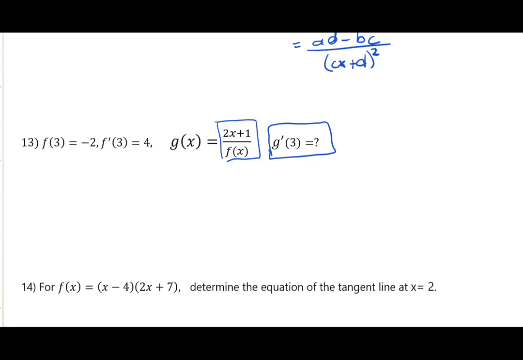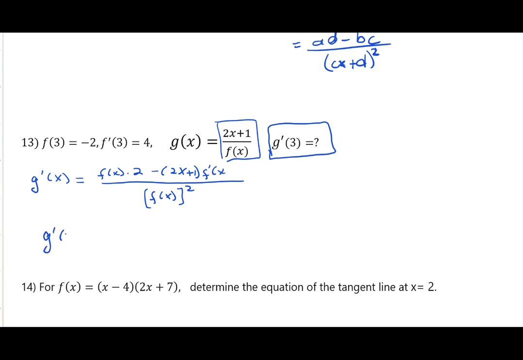So let's figure out g prime of x using the quotient rule, and then everywhere we see an x, we can substitute a 3. Okay, so let's start with g prime of x equals, so here we're going to take the lower one, which is f of x, times derivative of the higher, which is 2, minus the higher one, times the derivative of the lower, which is f prime, all over denominator, which is f of x squared.